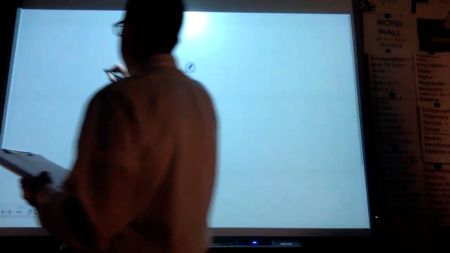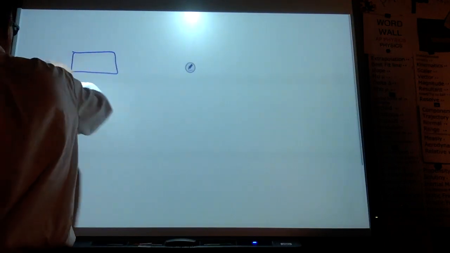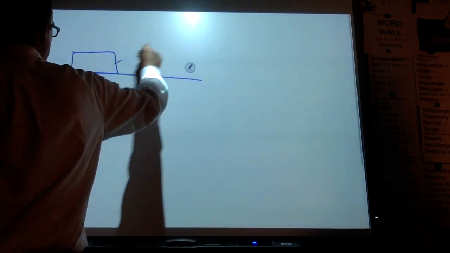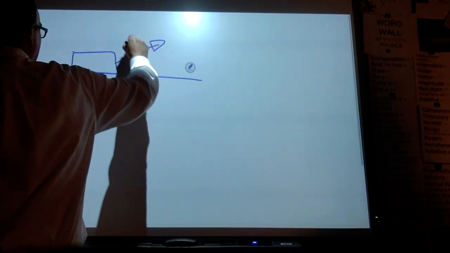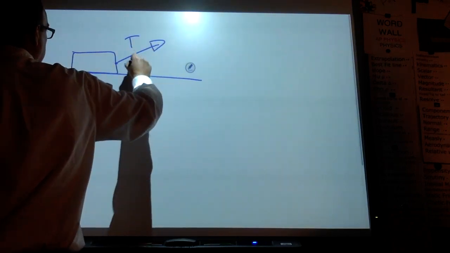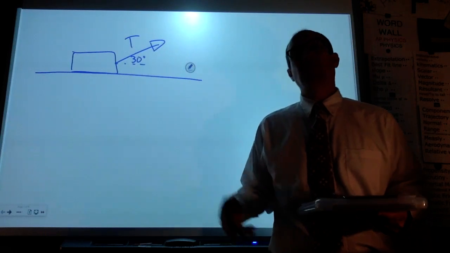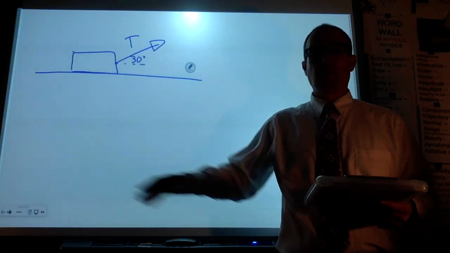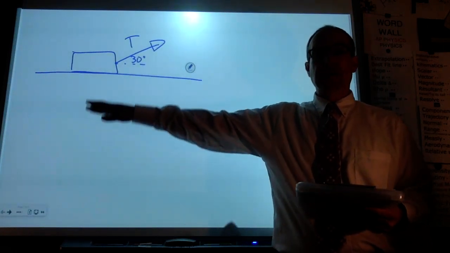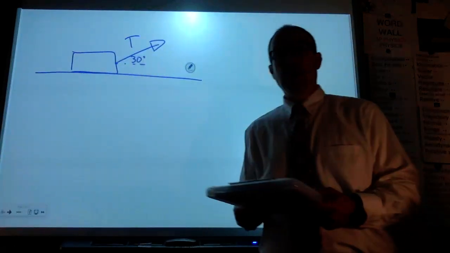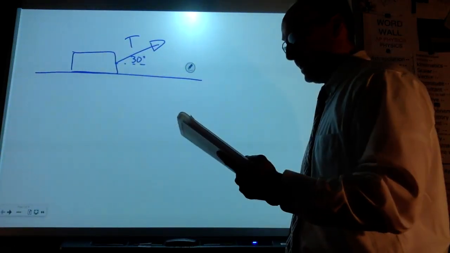So again, we have a box that is being pulled, and now I'm saying that it is being pulled at an angle of 30 degrees. Normally, something on level ground, we'd measure the angle from horizontal, where horizontal would be 0, and as we go up, it would gain, going up towards 90.